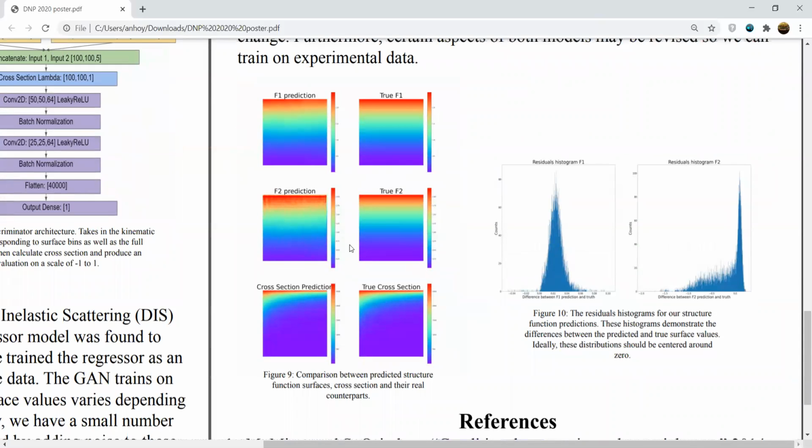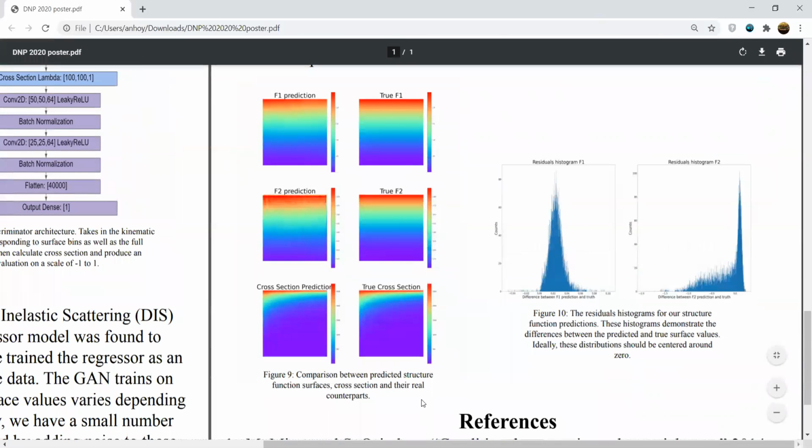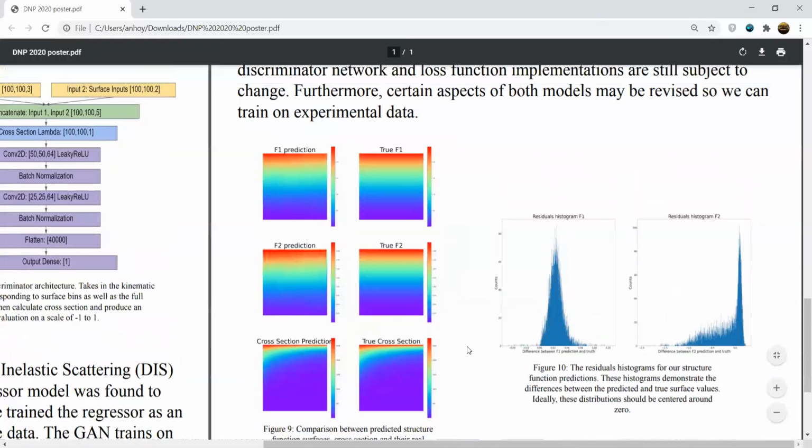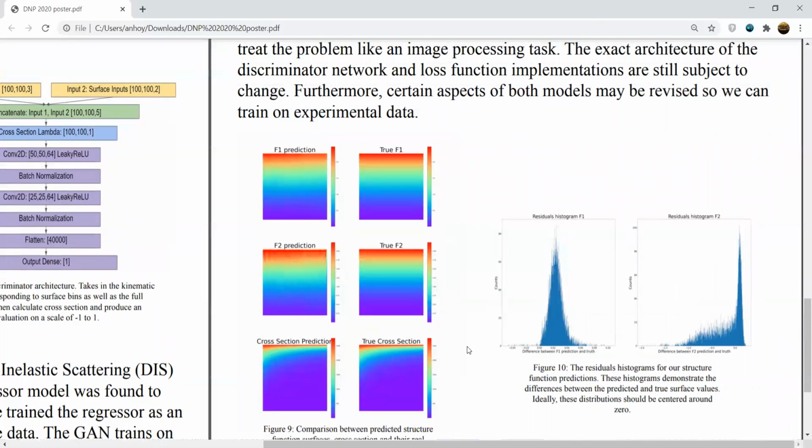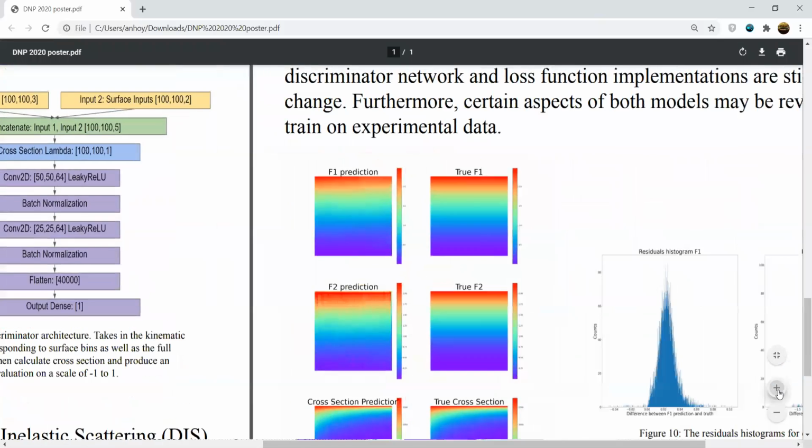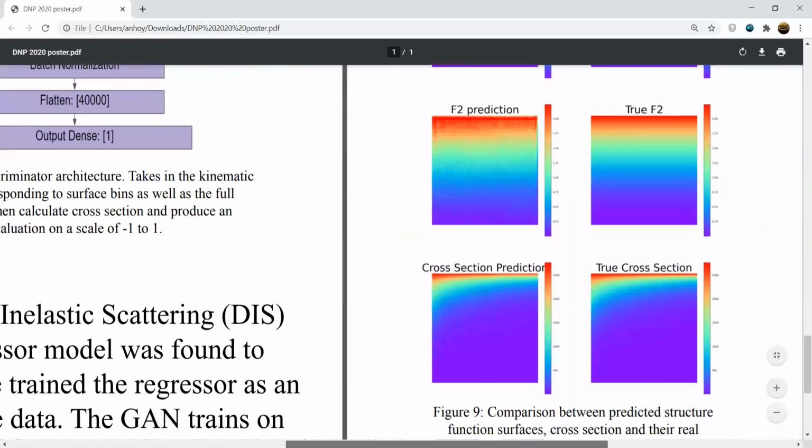Within this image on the left here, you can see the comparison between the structure function surfaces, the true and the predicted. We have our F1, F2, and cross-section predictions on the left, and their true counterparts on the right. Visually, these look pretty similar. However, if we take a look at these residuals histograms, we see that there is definitely work to be done.